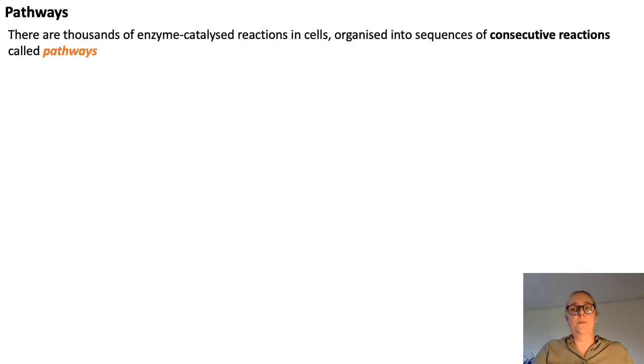So now moving on to pathways. Pathways are used in the cells for biological processes. They help to regulate different mechanisms, and they are used by thousands of enzymes. So essentially, there are thousands of enzyme-catalyzed reactions going on in the cells. Now, these have to be orchestrated in the correct way, and so they have to be organized into sequences of events, consecutive reactions, which are called pathways.